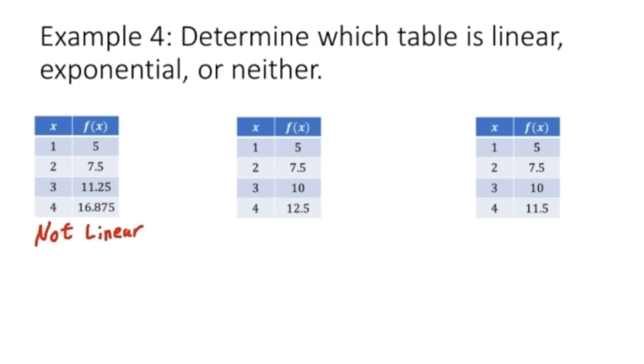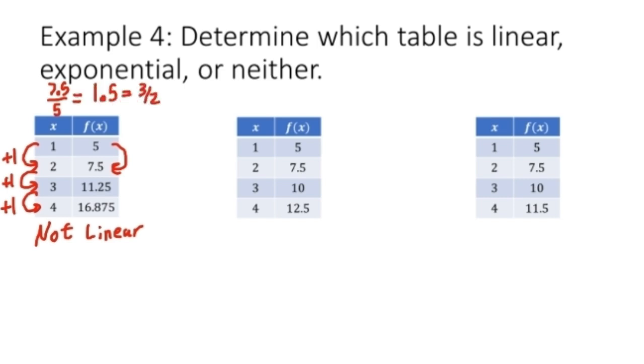To be exponential, that means when my x's change by a fixed value, my function values should change by the same factor, meaning I would multiply the same value to go from one function value to the next. Well, what would I have to multiply to 5 to get 7.5? To figure that out, we'll divide. If we do 7.5 divided by 5, we get 1.5 or 3/2.